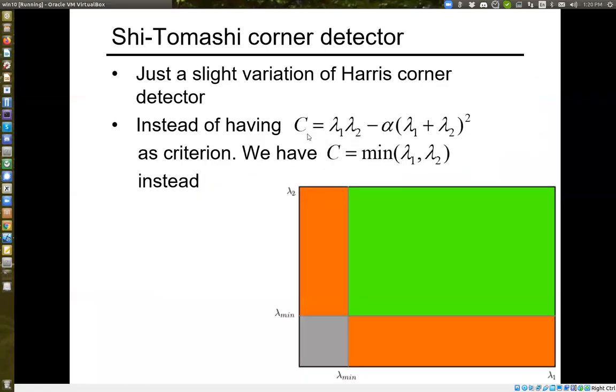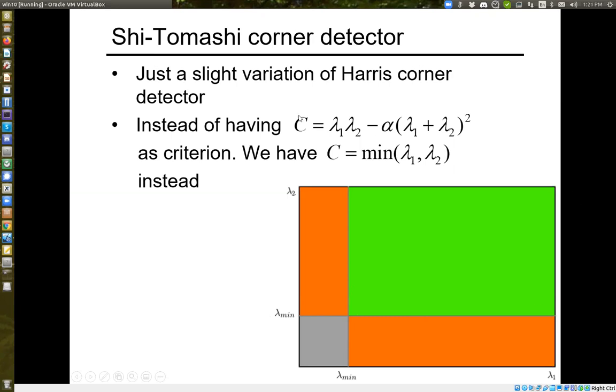Maybe just a remark here: there are other variations of the corner detector. For example, we have the Shi-Tomasi corner detector. It's very similar to the Harris corner detector, but rather than computing this C here, they take the C function as the minimum of lambda 1, lambda 2. Then you make sure that this C is bigger than lambda min, and therefore we have this region.